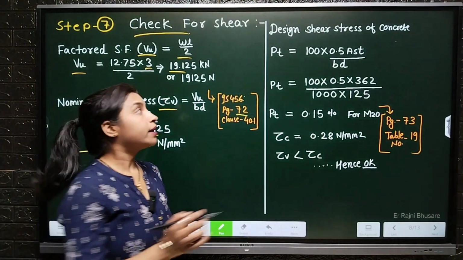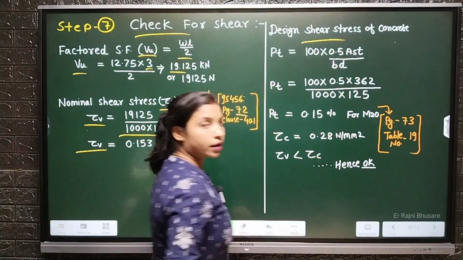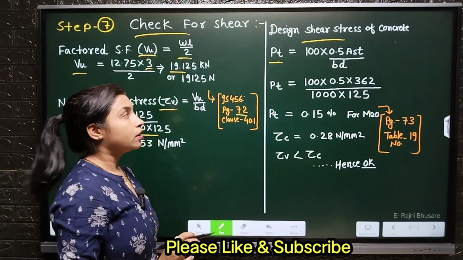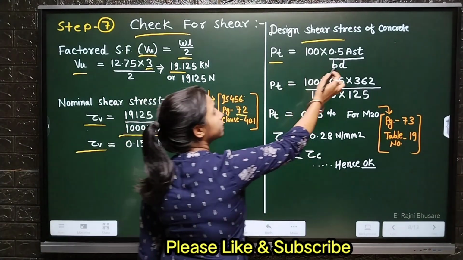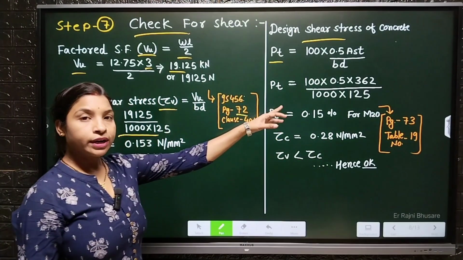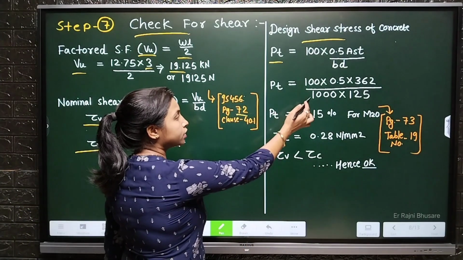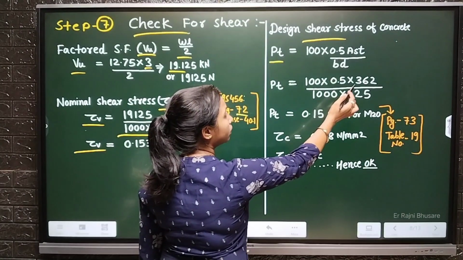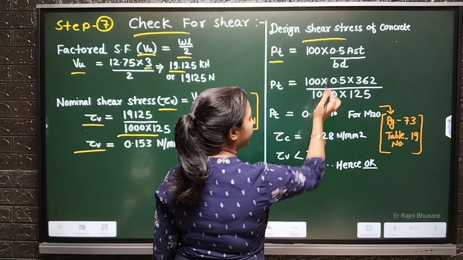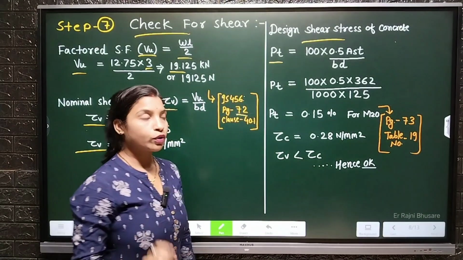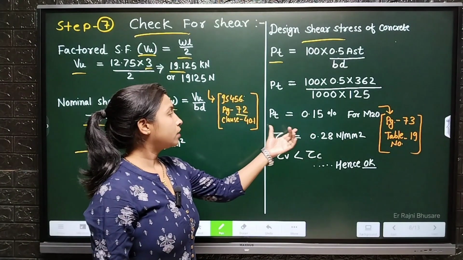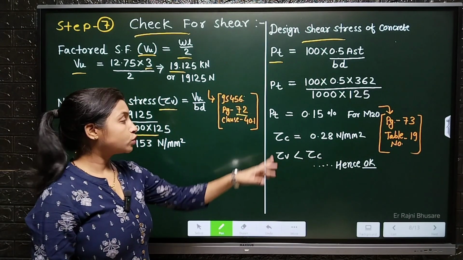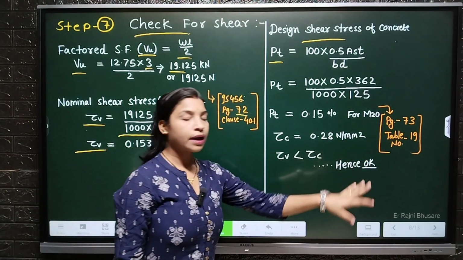And after that, to determine the design shear stress of concrete, firstly the percentage of reinforcement will be calculated. Its formula is 100 into half Ast by bd, and here we take half Ast. Putting all values in this formula: 100 into 0.5 Ast, Ast value is 362, by b 1000 into d 125. So the percentage of reinforcement is 0.15%. Now we can say that our tau C value is 0.28 Newton per mm square.